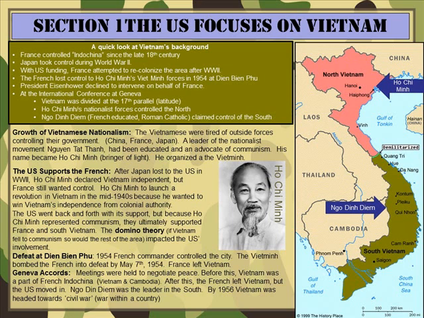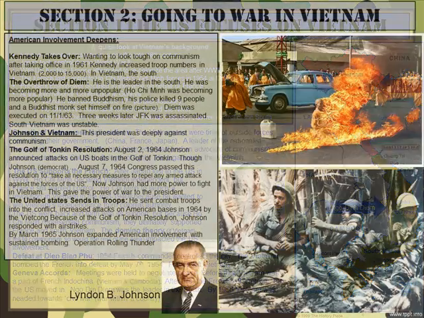Geneva Accords. Now, these are very important because the meetings were held to negotiate peace. Before this, Vietnam was a part of French Indochina, so Vietnam and Cambodia, that area. After this, the French left Vietnam, but the U.S. moved in. Diem was the leader of the South. By 1956, Vietnam was headed towards a civil war, which is a war within the country. So that gives you the primary focus of section 1.